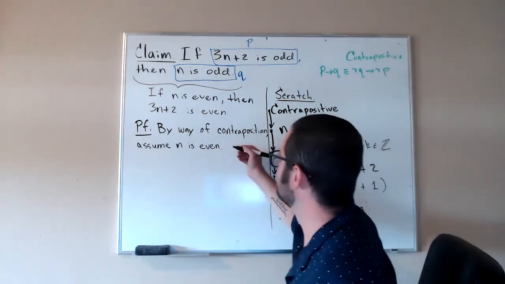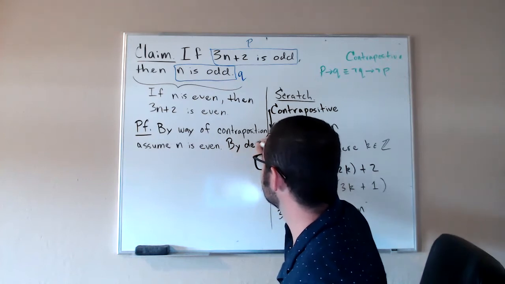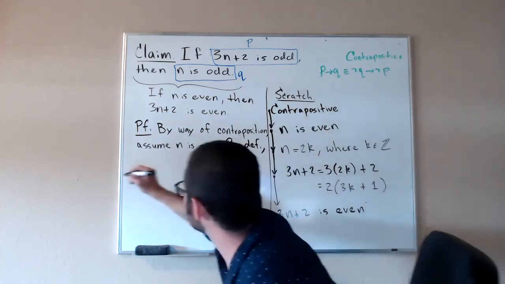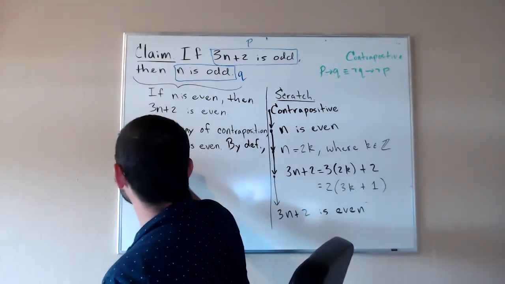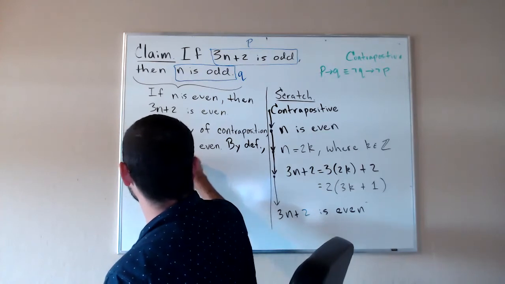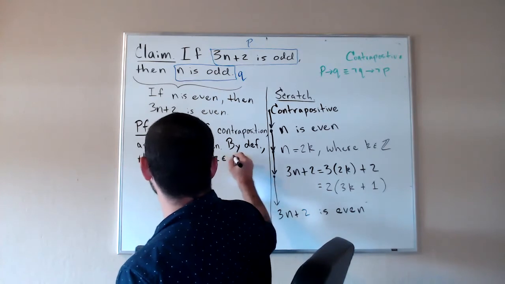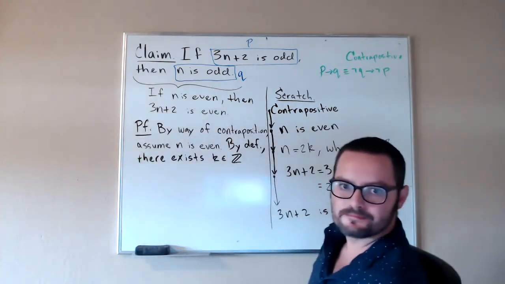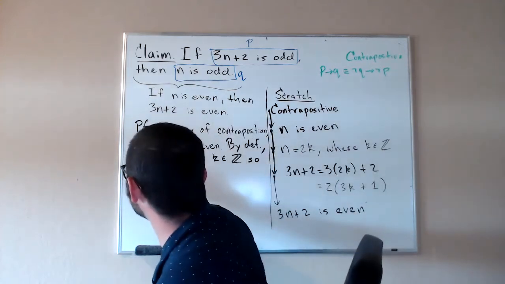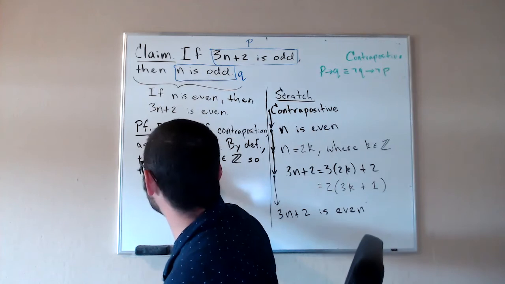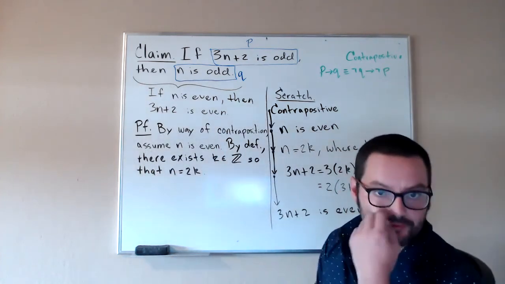So then we can say, by definition, there exists an integer k so that n is equal to 2 times k. So all you're doing is referencing that definition.